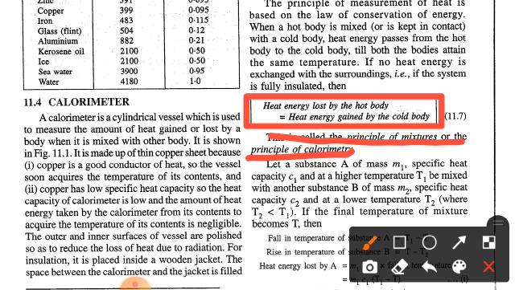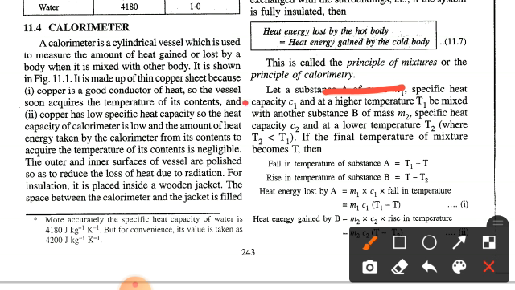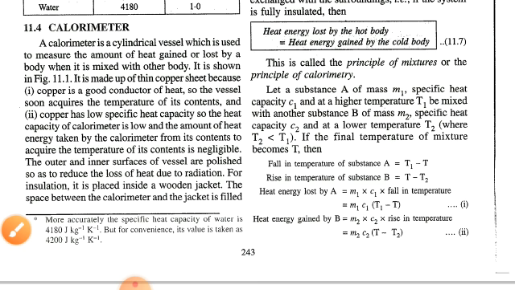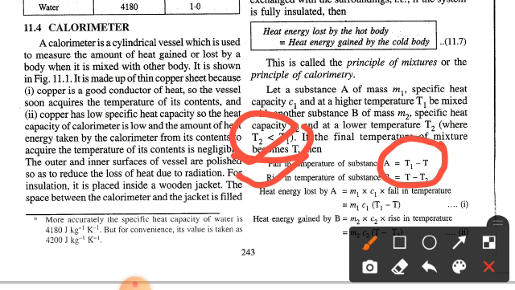Now you can see here, let a substance A whose mass is M1, and specific heat capacity is C1, at a higher temperature T1, be mixed with another substance B whose mass is M2 and whose specific heat capacity is C2, at a lower temperature T2. Here T2 is less than T1, meaning the second body's temperature is smaller as compared to the first one. The final temperature of the mixture becomes T. In that case, the fall in the temperature of substance A is T1 minus T, and the rise in the temperature of substance B is T minus T2.